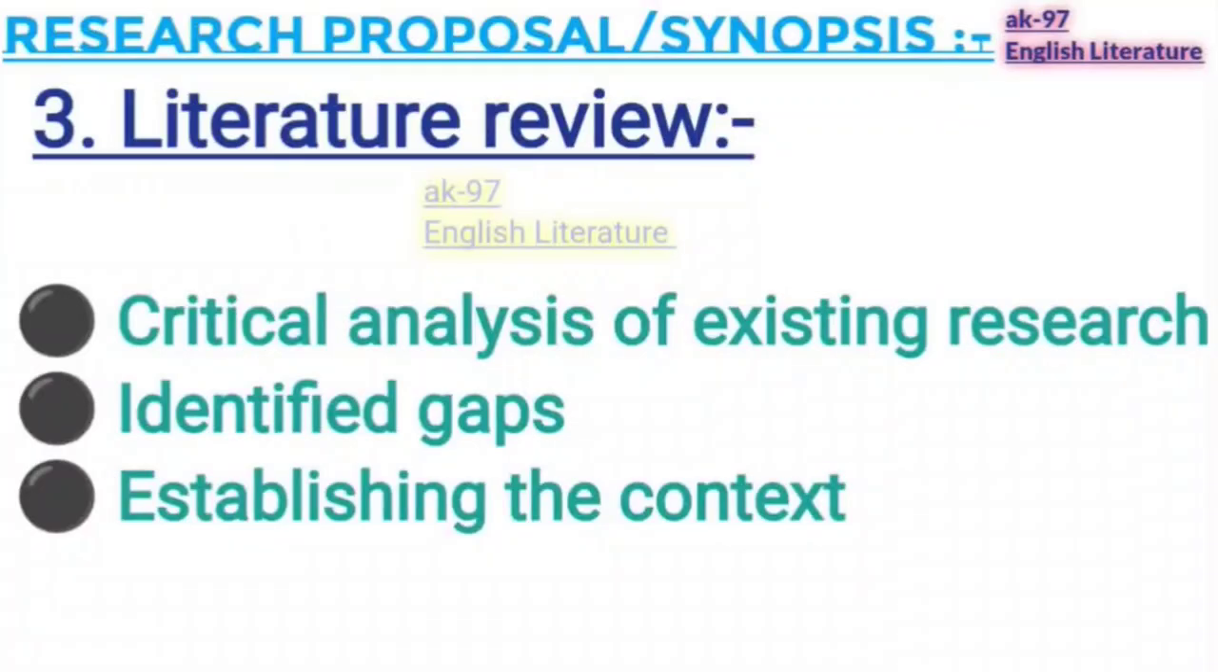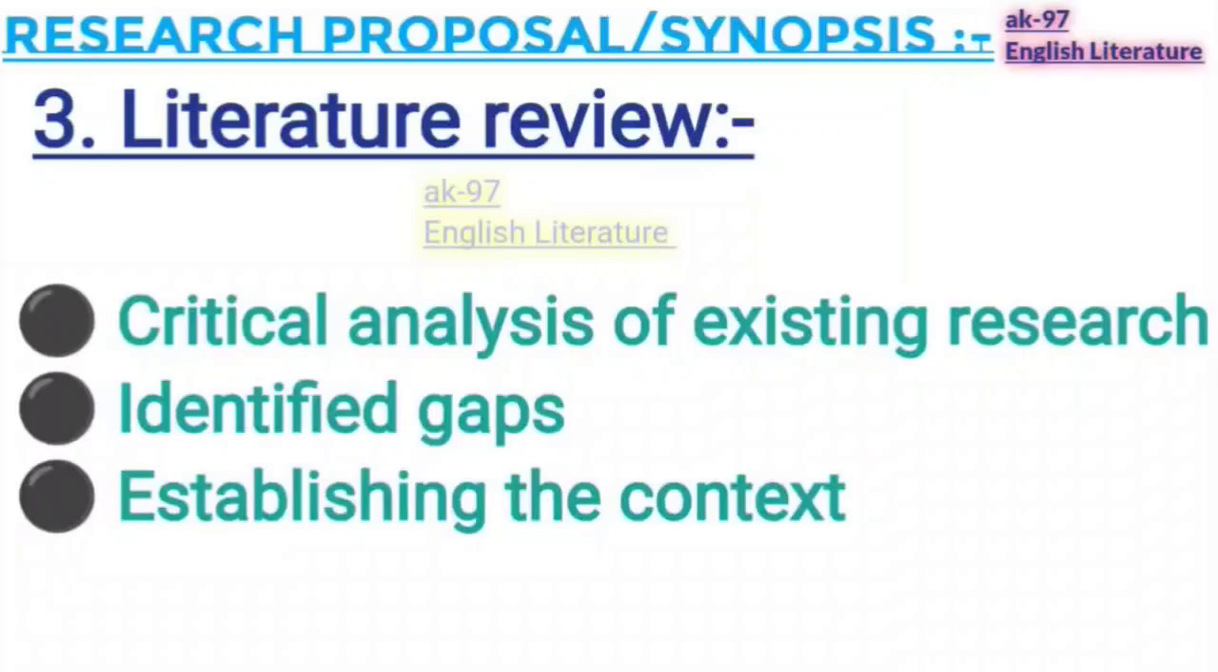And the third important part in writing a research proposal or a synopsis is literature review. Literature review is nothing but overview of the previous research on various topics that are relevant to your present research. And here you are going to mention critical analysis of the existing research. Yes, literature review or review of literature is nothing but critical analysis and summary of existing research in your area of interest or area of research.